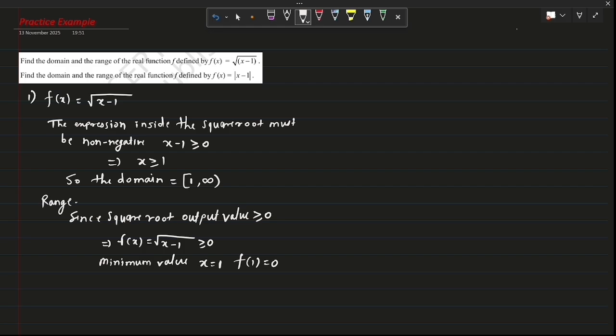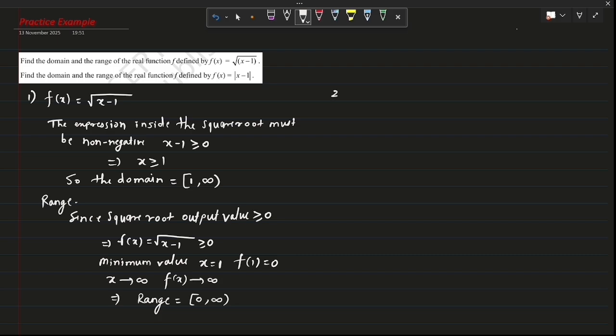Hence, as x tends to 1, f of x tends to 0, and as x tends to infinity, f of x also tends to infinity. This implies the range is 0 to infinity, closed at the end of 0.